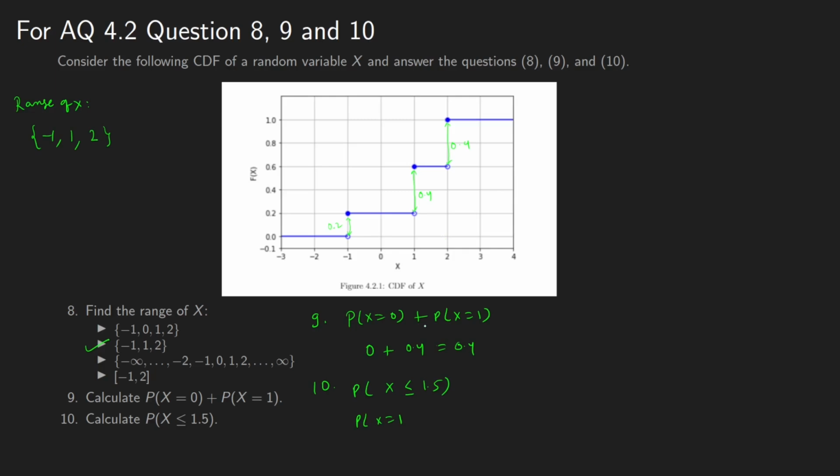and before that there is a jump at x equals -1, right? So there are two jumps before 1.5 that we have to add the probabilities for. The jump at +1 is 0.4, while the jump at -1 is 0.2. So if we add the total it will become 0.6.